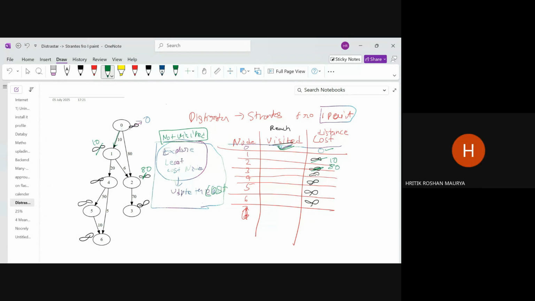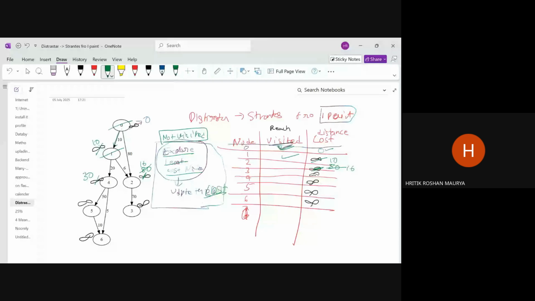Okay. Now the cost has been updated. Now I will again explore the least cost node. The least cost node is now 10. So I will explore this node and update the cost. So this cost will be 10 plus 20, which is 30. And this 80 cost will be reduced now to 10 plus 6 is 60. So this cost will be reduced to 60.